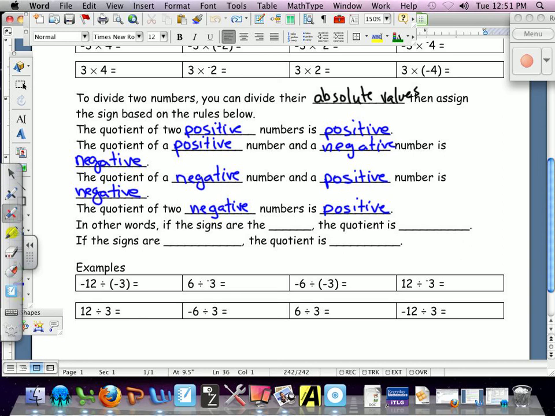So just like we encountered before, in other words, if the signs are the same, in this case the quotient is positive. And if the signs are different, the quotient is negative. So rapid fire examples. Here we go. Negative 12 divided by negative 3? 4, a positive 4. Because thinking back, the negative 3 times the 4 has to multiply back to the negative 12. Fact families. What about 6 divided by negative 3? Negative 2. These two, the negative 3 and the negative 2, have to multiply back to the positive 6. What about negative 6 divided by negative 3?